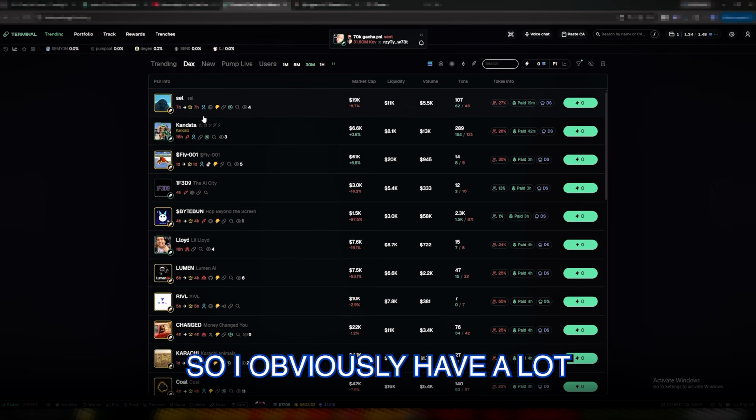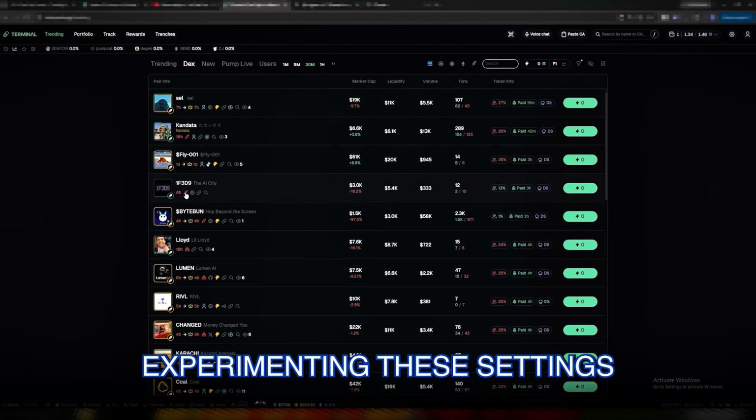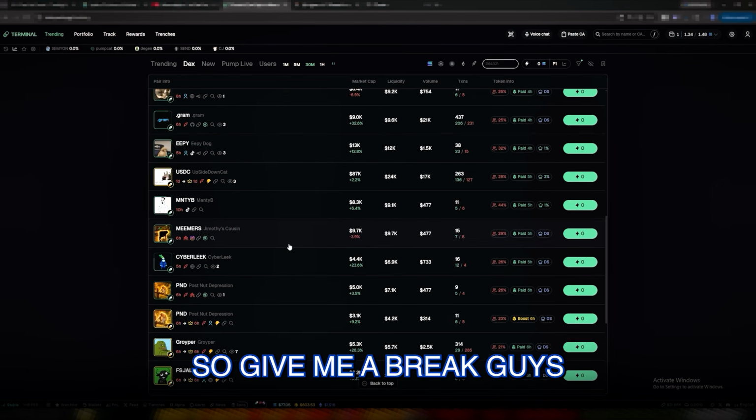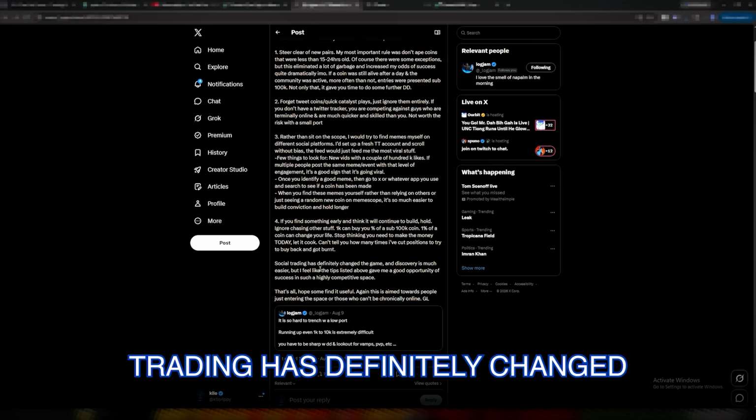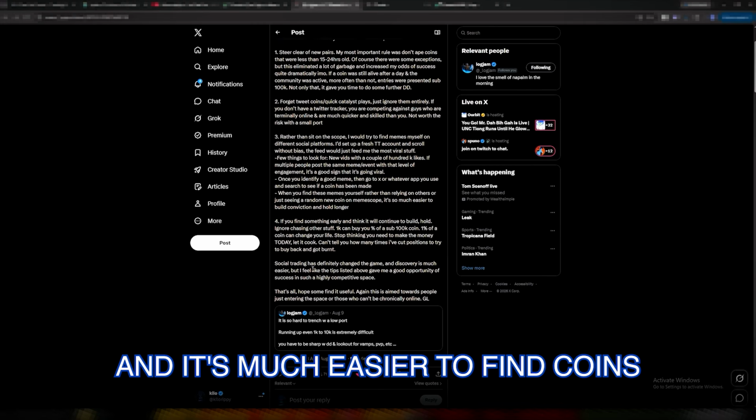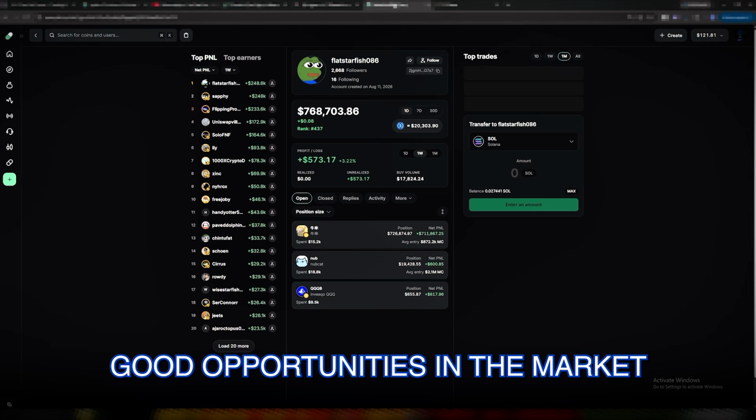So I obviously have a lot to learn myself as well, and I have been experimenting with these settings, so give me a break guys. I'm also learning these new settings that I've just filtered out. But like I said, social trading has definitely changed the game, and it's much easier to find coins now. There's a lot of good opportunities in the market.